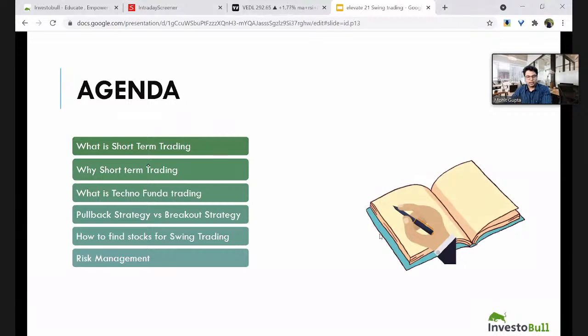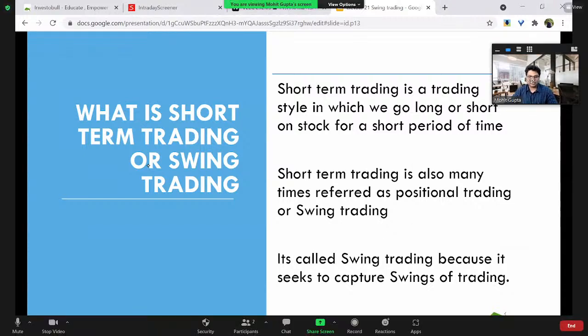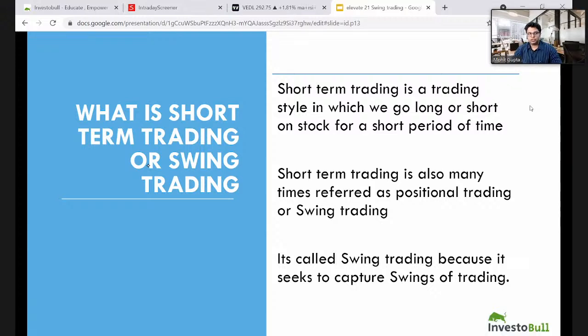So first of all, let me take you to the definition of short-term trading, especially for people who are new or not familiar with trading. Short-term trading means a trading style in which we can go long or short for a short period of time. Now, this definition of a short period is not very well defined, it's subjective. We can hold for 1 or 2 days, we can hold for 15 to 20 days, we can even hold for 3 to 6 months.